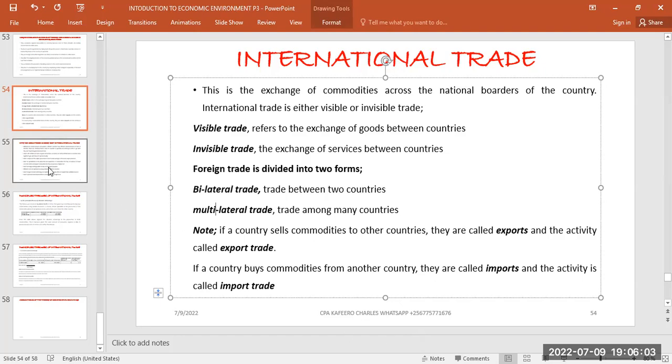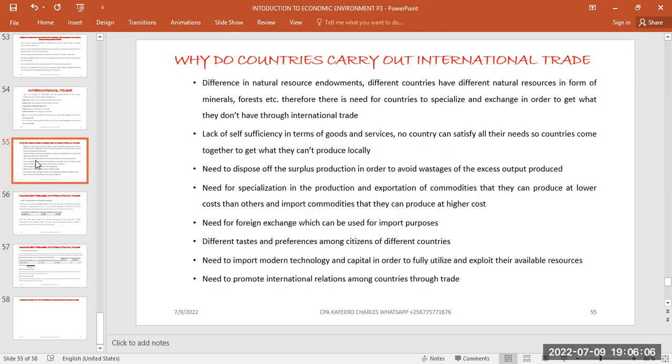Let's go to some of the reasons why we carry out international trade. Why do countries call out international trade? Reasons for international trade. One is the difference in natural resource endowment. What we mean is that different countries have different assets and resources, like minerals, forests, gold, and others. So we come together so that we can specialize, since we have different resources, and make different items.